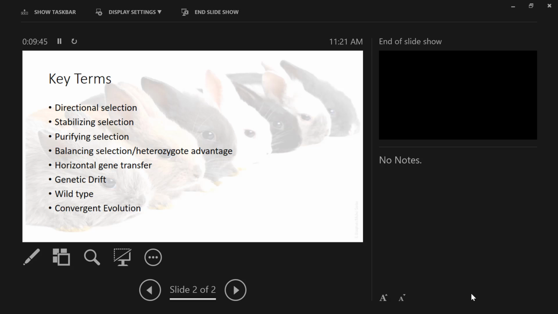Now, balancing selection. So these two terms, these are dealing with quantitative traits. These two are types of selection that you see in quantitative traits. These two are what you see in discrete traits, where it's an either or. You have this version of the protein or you have this one. Single locus stuff. Single locus, sorry. A single locus.